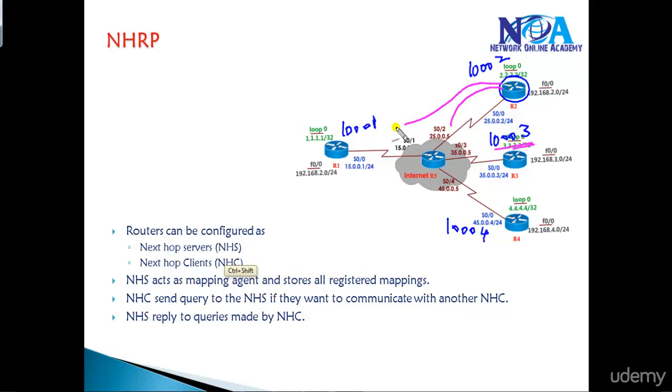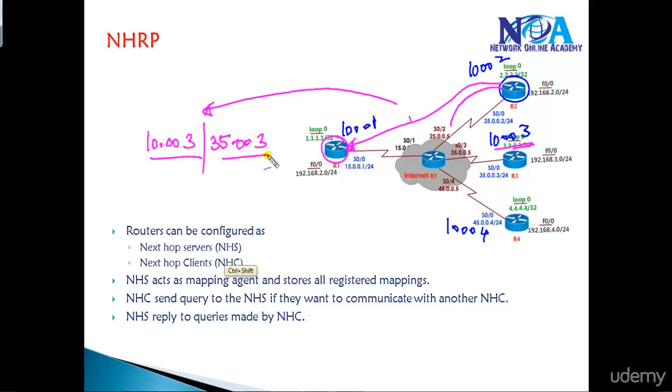In that case, it's going to send a query to the next hop server asking that the private IP address is 10.0.0.3, now I want to reach 10.0.0.3, what will be the NBMA address? This server is going to maintain that information. It says if you want to go to 10.0.0.3, you have to go with this address. Now it's going to communicate with this one. So it's going to allow you to have a dynamic VPN established.